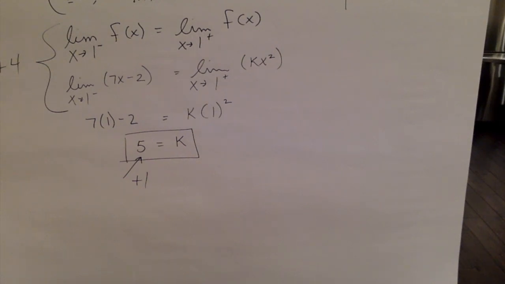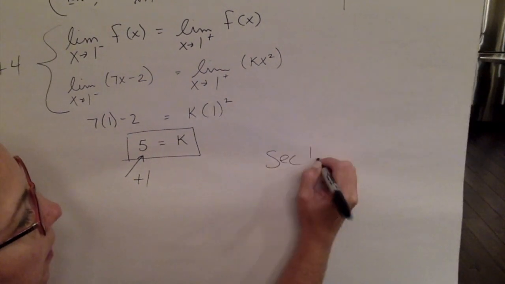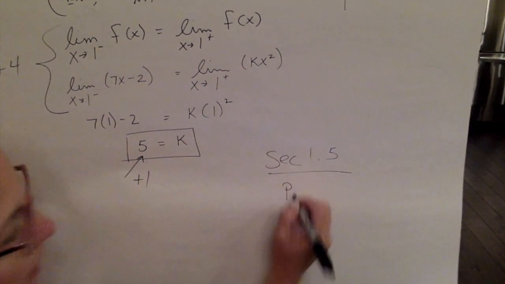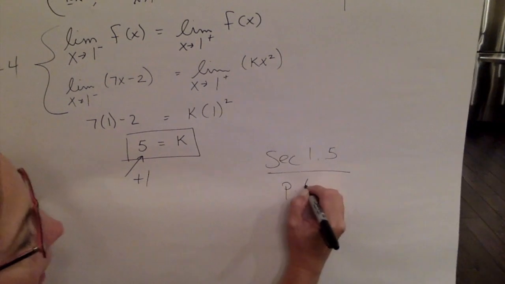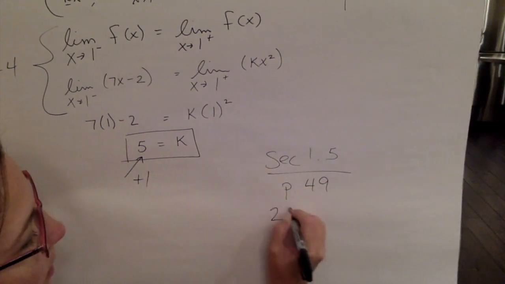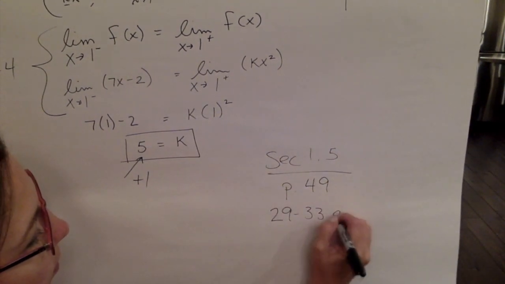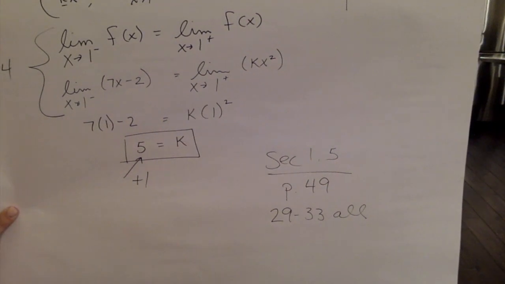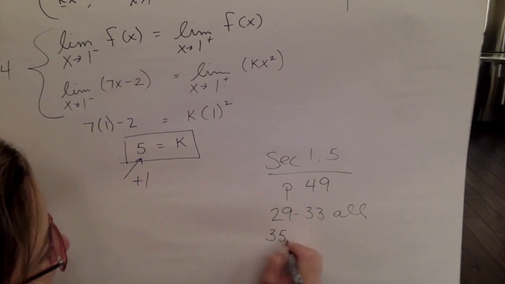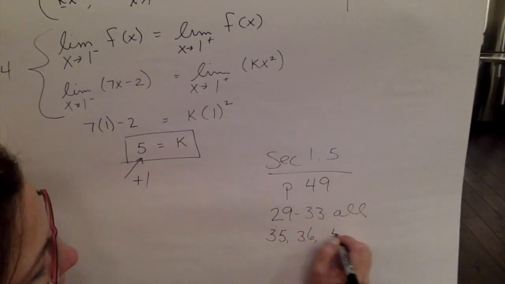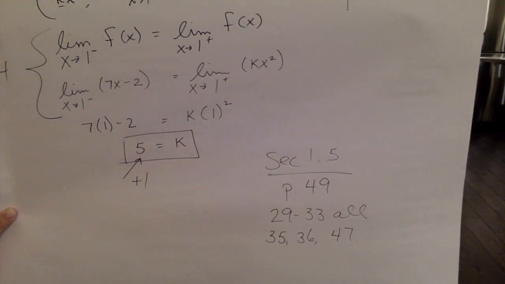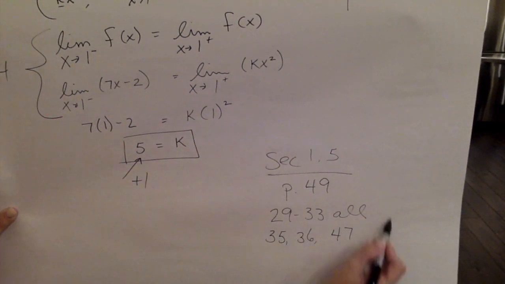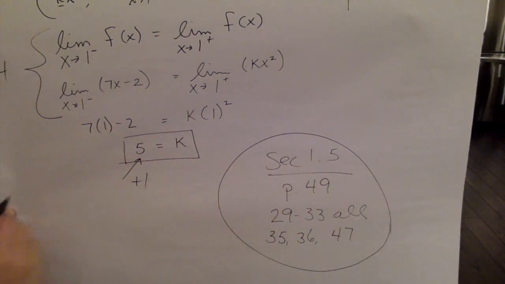Okay, that's the end of the notes for this section. Here is your assignment. We're in section 1.5. You're going to be on page 49. And you're going to do 29 through 33 all. Then you're also going to do 35. And you're going to do 36. And you're going to do 47. Okay? That's your assignment for today.